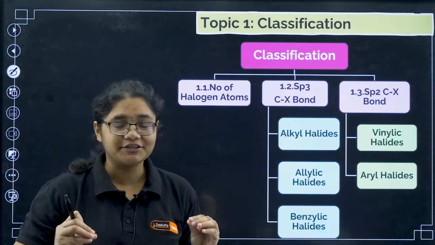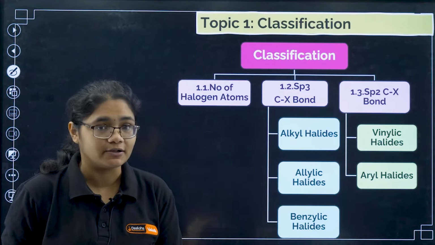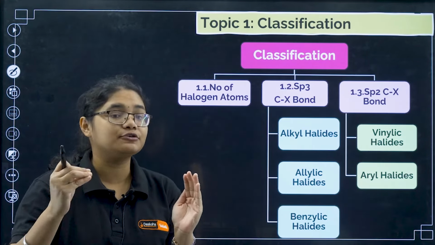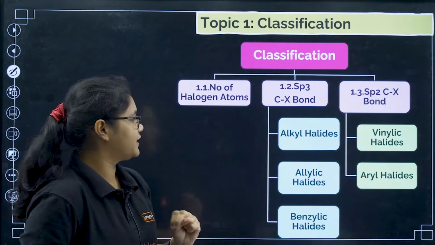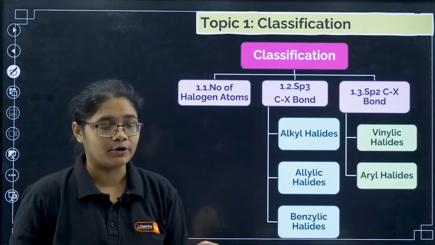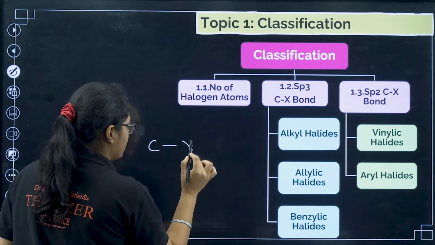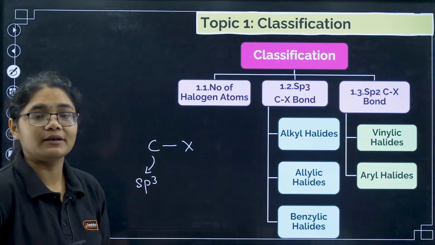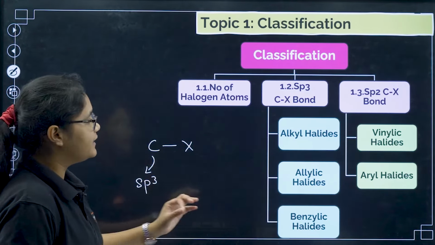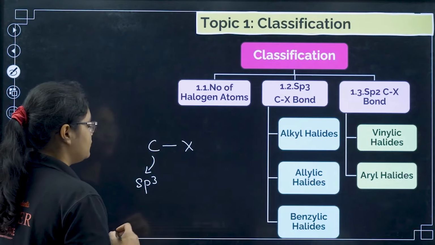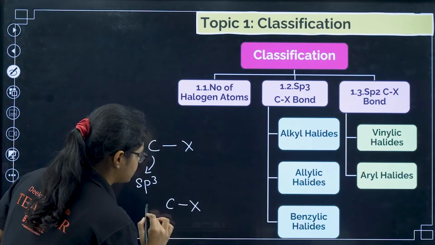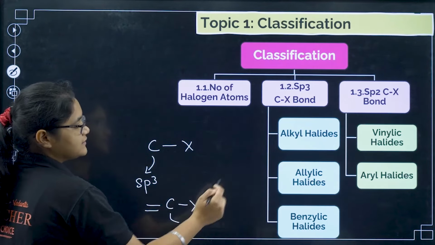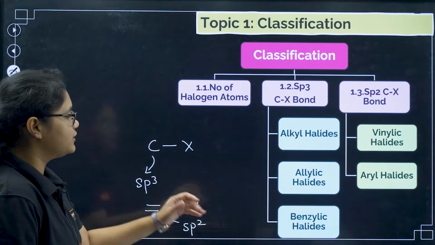The first classification is based on the number of halogen atoms in a haloalkane or haloarene, how many halogen atoms are there. The second classification is the sp3 C-X bond, meaning the carbon attached to X should be sp3 hybridized, and on the basis of that we can have further classifications. The next classification is the sp2 C-X bond, meaning this carbon has a double bond, so it is an sp2 carbon. So let's see this.